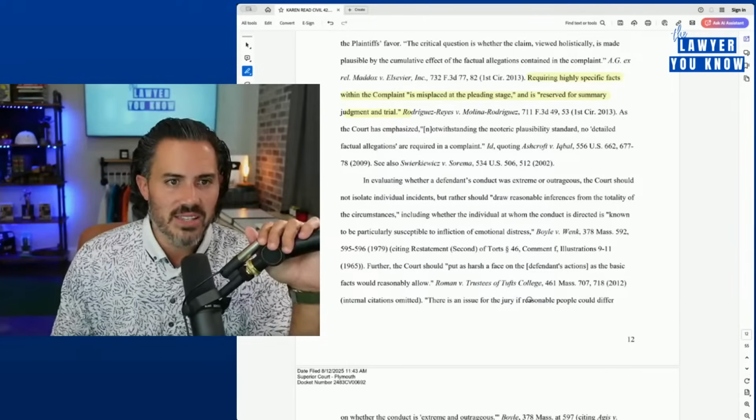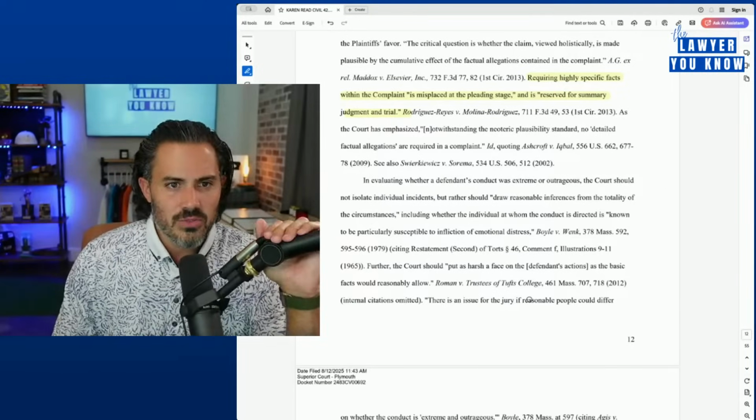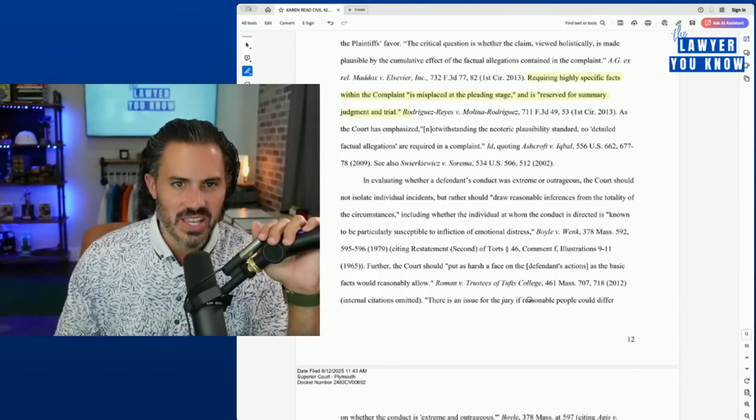As the court emphasized, notwithstanding the plausibility standard, no detailed factual allegations are required in the complaint.